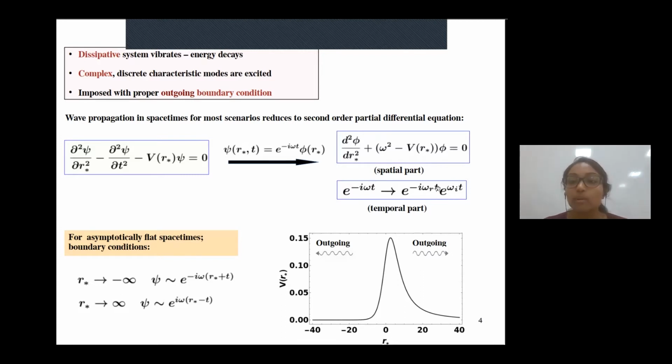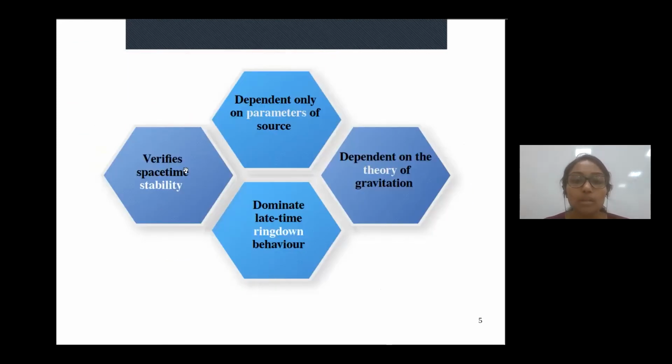This is important because this negative-signed imaginary part will lead to proving the stability of the geometry over time. Now, for typical asymptotically flat spacetimes, the boundary conditions which are purely outgoing at spatial infinities will have a structure like this. So now we will go on to discuss why these modes are important.